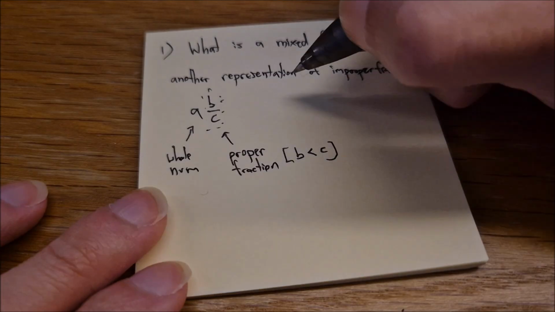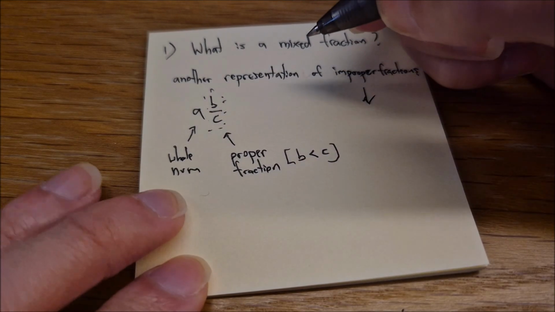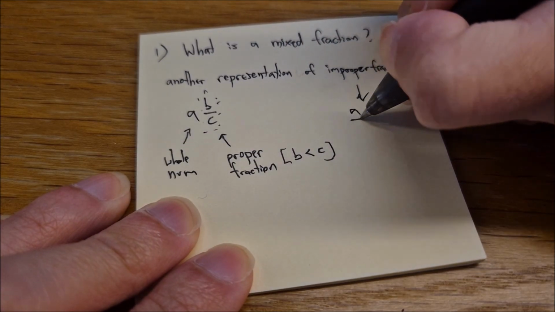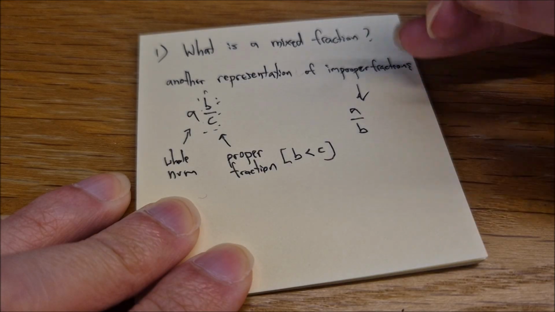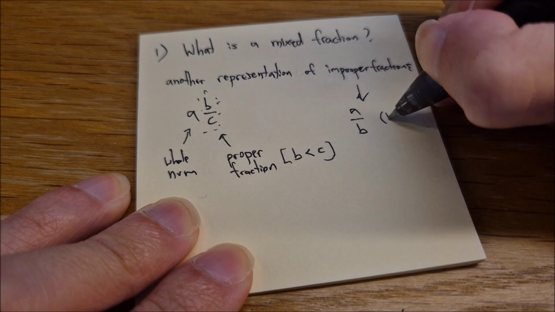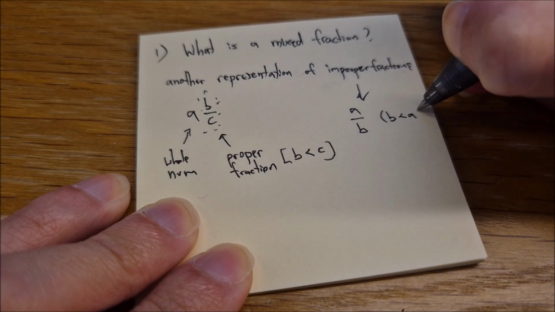And remember, an improper fraction from the previous video is just a fraction where the denominator is less than the numerator.